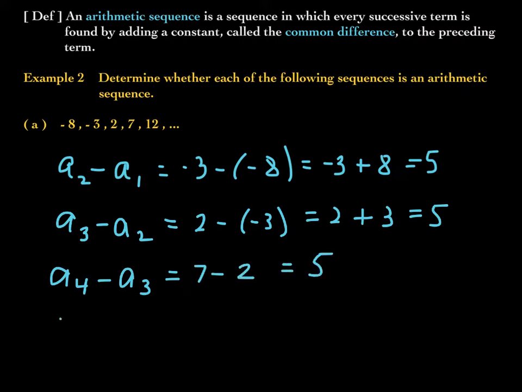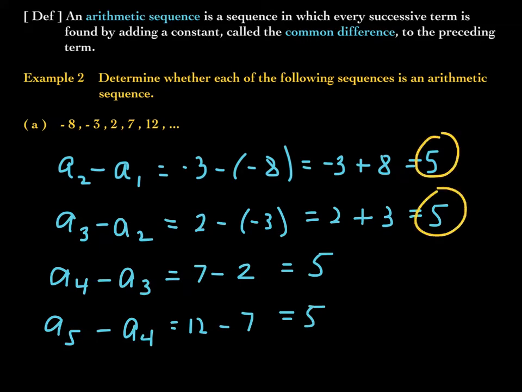Very good. Let's check the difference between the fifth term, which is the last term that they've given us, and the fourth term. That's 12 minus 7, which is 5. And this is what I want you to focus on, everybody. 5 is a common difference. Because the difference between every pair of successive terms is the same, we call it a common difference. This sequence is definitely arithmetic. Cool. Let's check out another sequence.